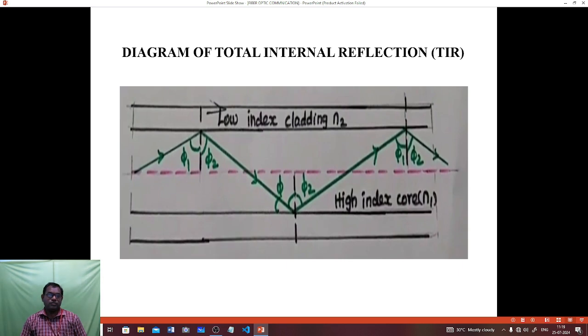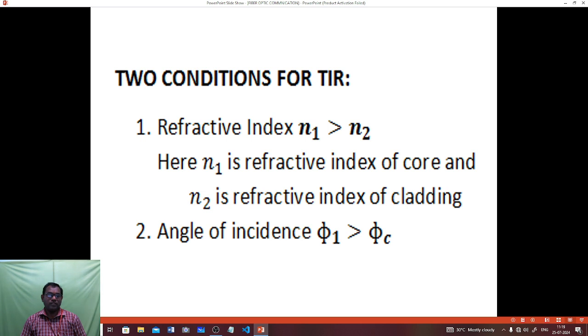So by using this, we are going to make the two conditions for total internal reflection. Refractive index N1 greater than N2. Here N1 is the refractive index of core and N2 is the refractive index of cladding. Already we discussed these two parameters. Angle of incidence phi 1 is greater than phi c. Here phi c represents the critical angle.